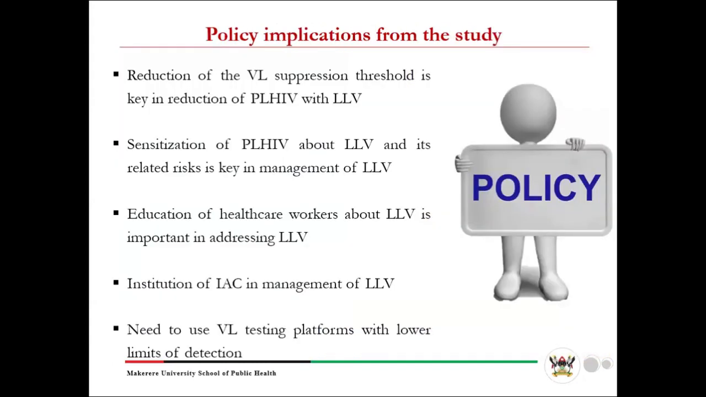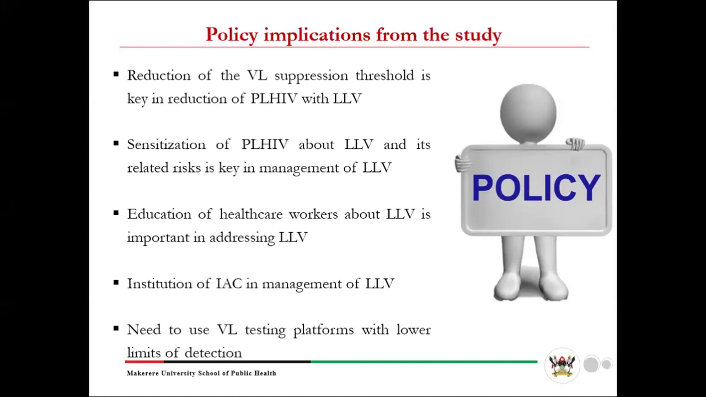And the policy implications are, of course, that a reduction of the viral suppression threshold is very key. If we reduce the number of people living with HIV having low viremia, that's very key. And then we need to sensitize people living with HIV and healthcare workers about low viremia and how it can be handled. And institution of intensive adherence counseling in management of low viremia is very key.